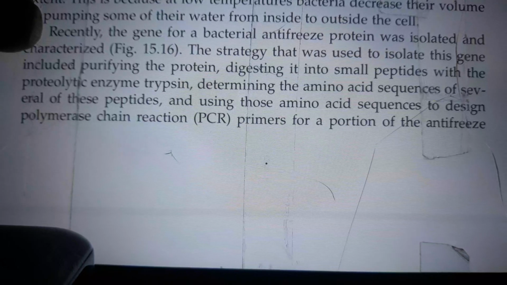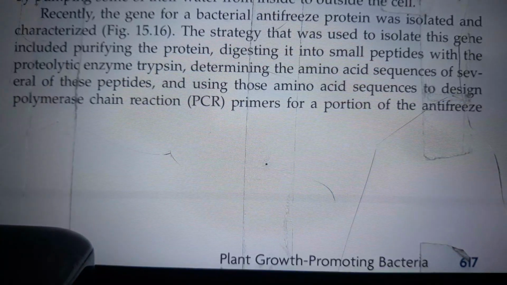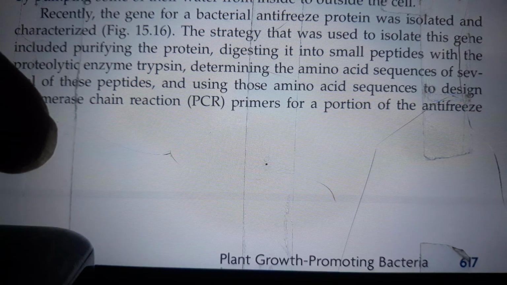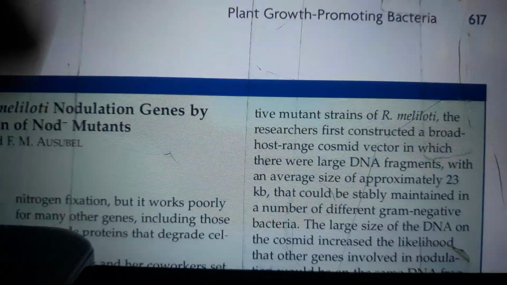Recently, the gene for a bacterial antifreeze protein was isolated and characterized. The strategy that was used to isolate this gene included purifying the protein, digesting it into small peptides with the proteolytic enzyme trypsin, determining the amino acid sequences of several of these peptides, and using those amino acid sequences to design polymerase chain reaction (PCR) primers for a portion of the antifreeze protein gene.